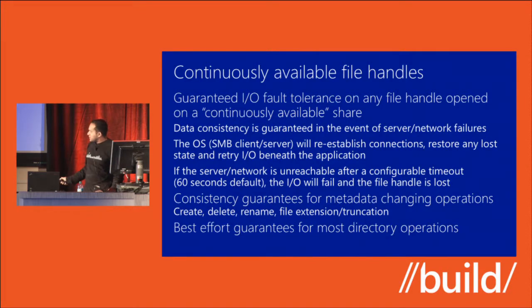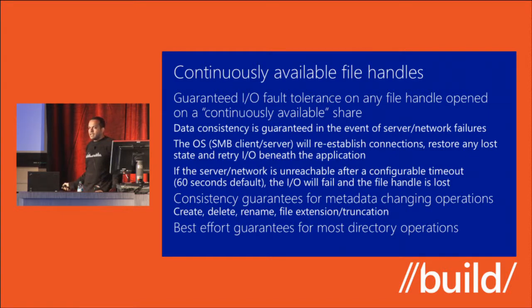It's guaranteed to succeed. File extension. So any metadata changes will be persisted. They are logged and persisted and recovered on the new node. Now, for directory operations like doing a dir, enumerating a directory, it's a best effort guarantee. So there is no hard guarantee there, but it's a best effort guarantee. We will try retrying the operations, but it's not a hard guarantee like what you have on file handles. These are all hard guarantees for 60 seconds, but this is a best effort guarantee.